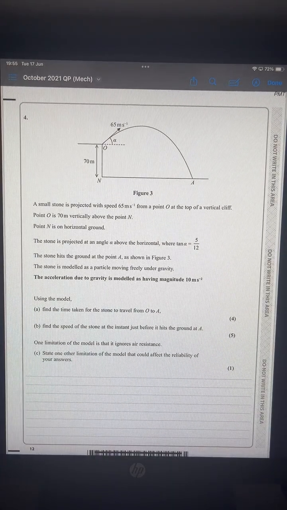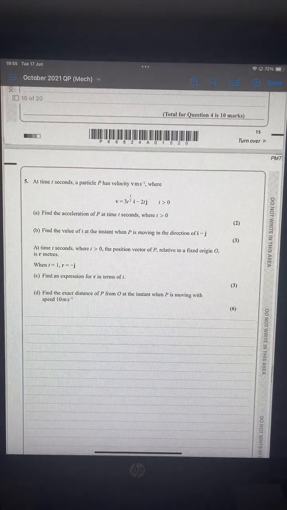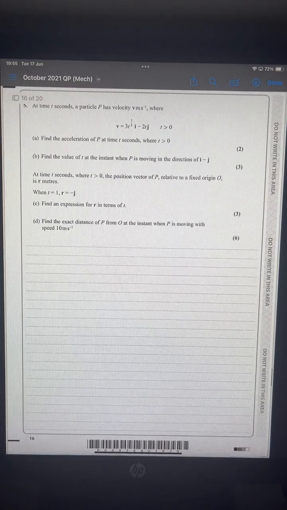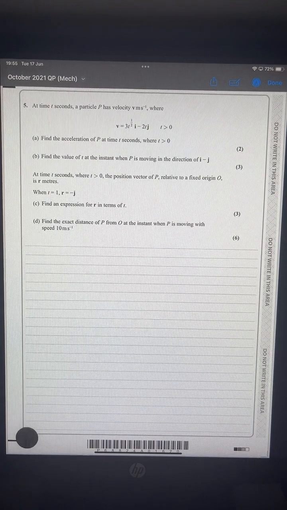Do you guys want to do question 5 first, which is this variable acceleration question, or do you want to do question 4 first? Which one do you want to do? First person to respond will do that. Do 5. All right, cool. I agree, because I want to end on a fun thing, which is projectiles, which we love. Okay, 5 then 4. Glad I've got a whole consensus.